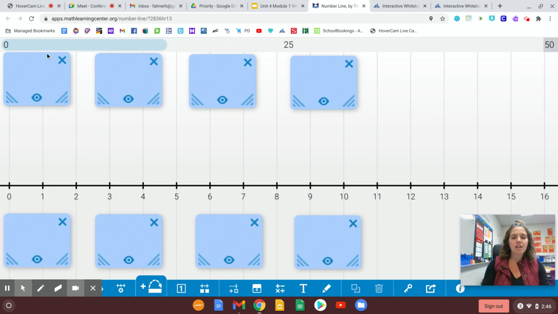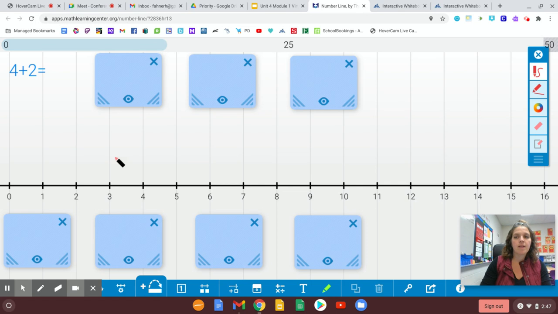All right, let's take a look at our first problem here. 4 plus 2. So we'll start at our 0, and we're going to do 4 jumps and then 2 more. So if I do, let me get my pen here, 4 jumps, 1, 2, 3, 4.